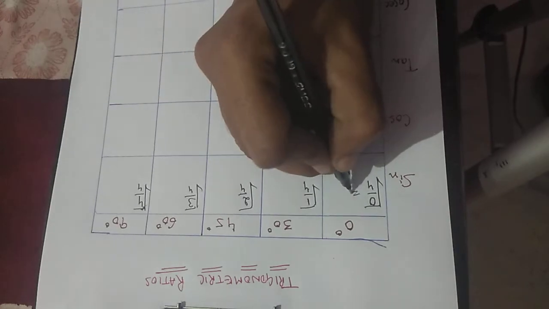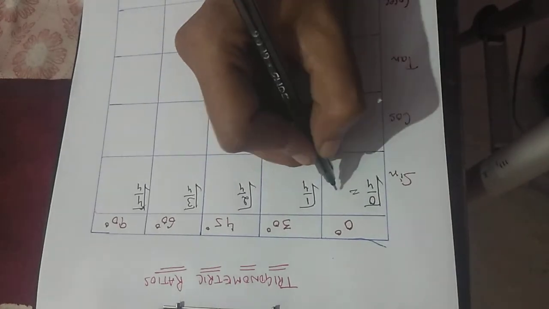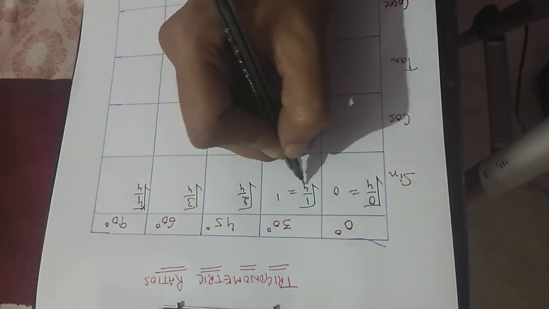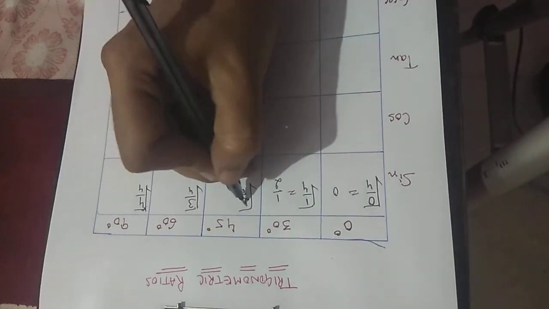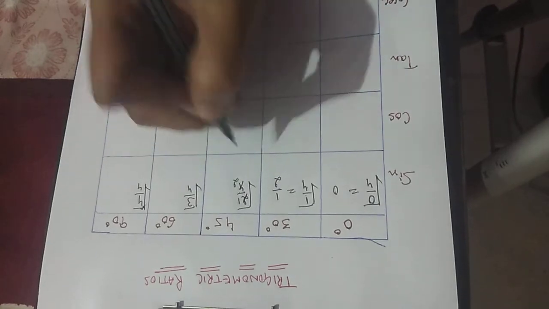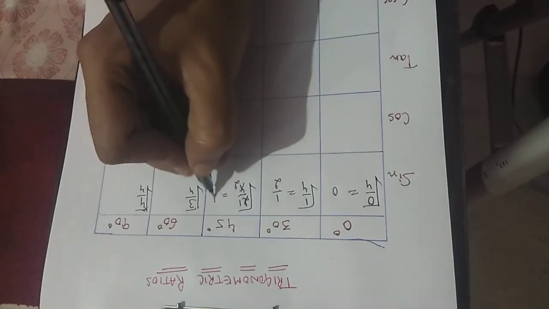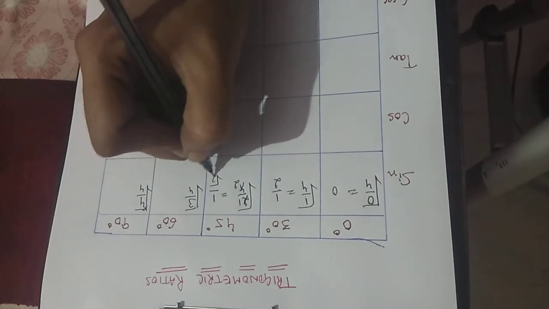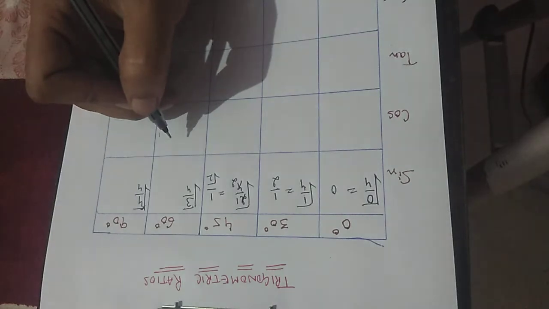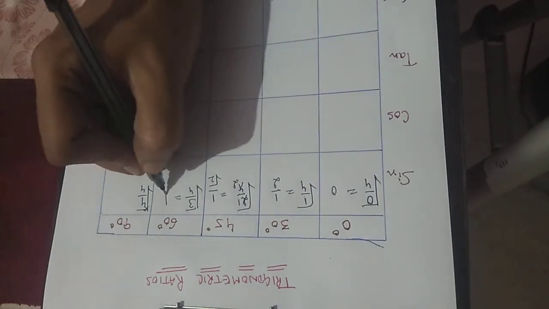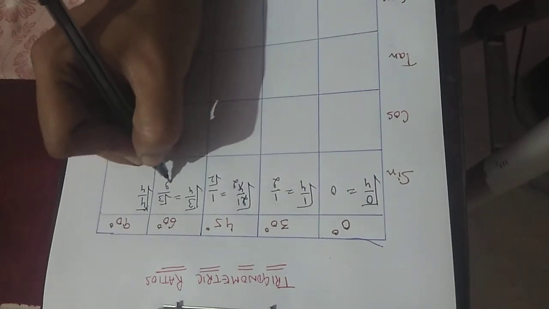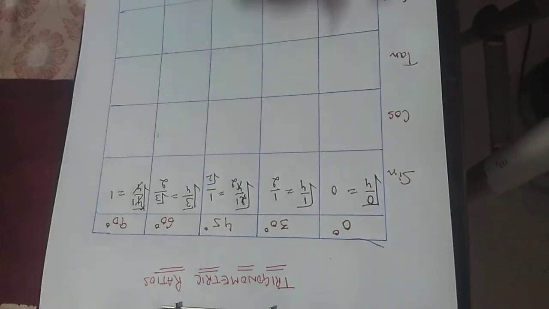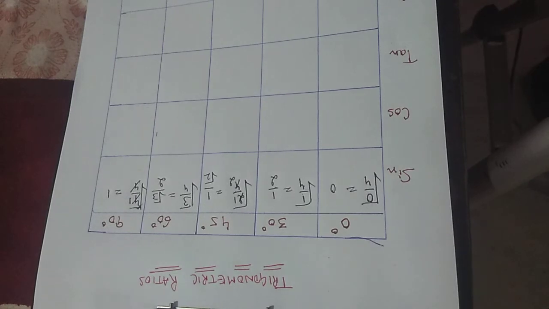Now 0 by 4, 0. Square root of 0 is 0. The square root of 1 by 4 is 1 by 2, since 2 twos are 4. The square root of 2 by 4 is under root 2 by 2, as the square root of 2 is not possible, so it is under root 2. In the same way, the square root of 3 is not possible, so it is under root 3. And the square root of 4 by 4, which is 1, is 1.